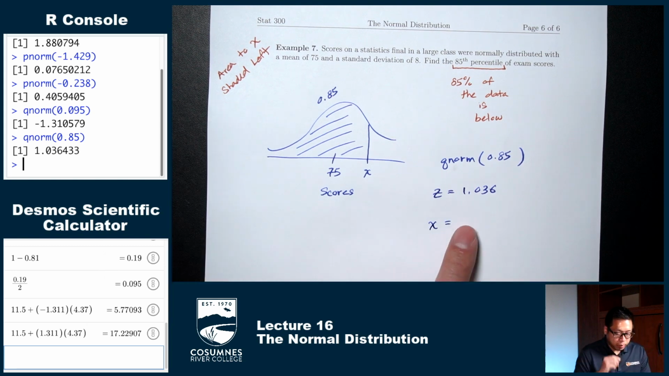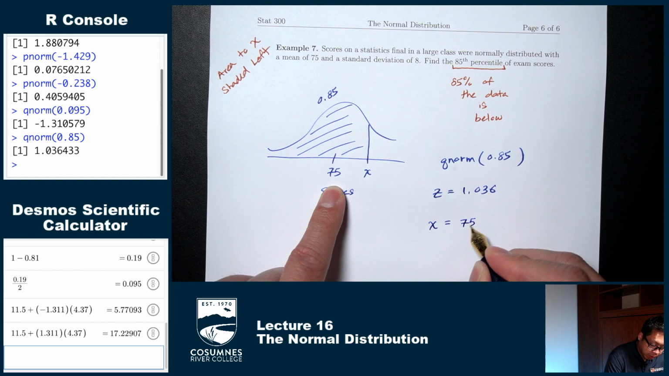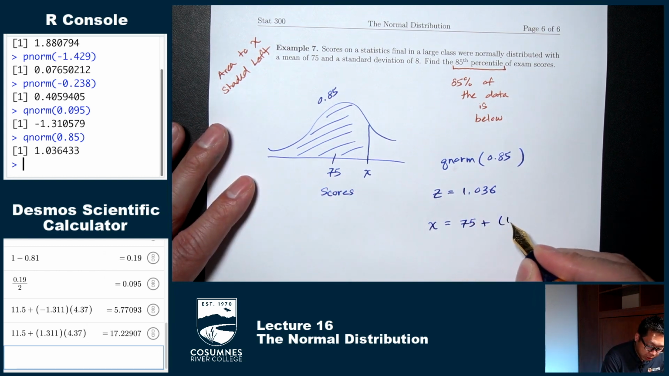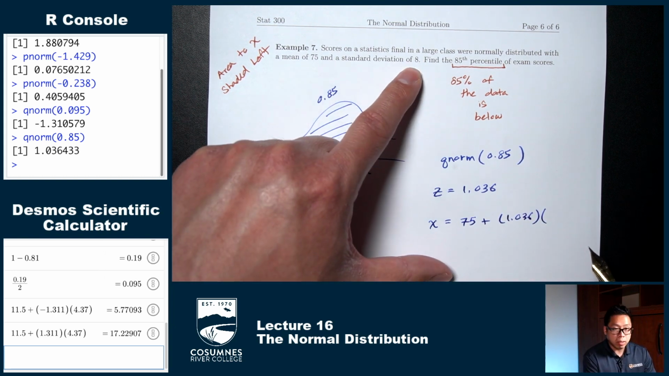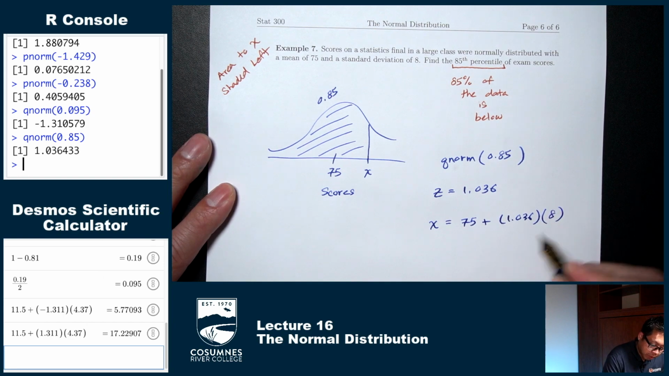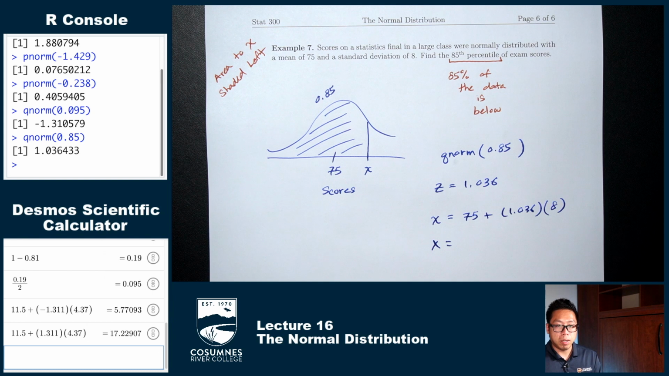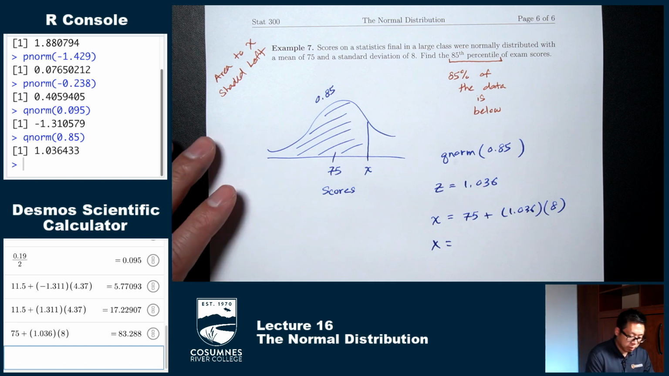So x formula: x equals mu, the mean. Mean here is 75, plus z times the standard deviation. So z here is 1.036 times the standard deviation, 8. Okay, plug this into a calculator: 75 plus 1.036 times 8 is 83.288.